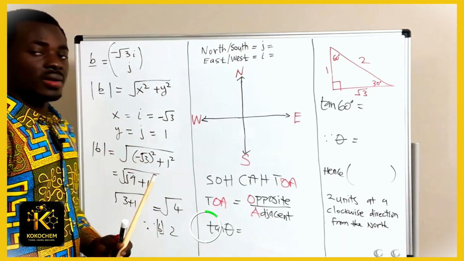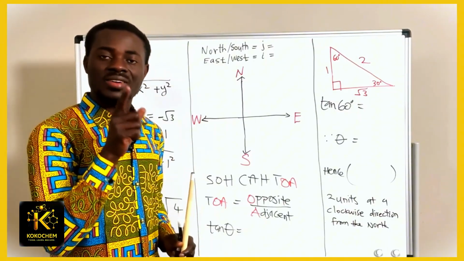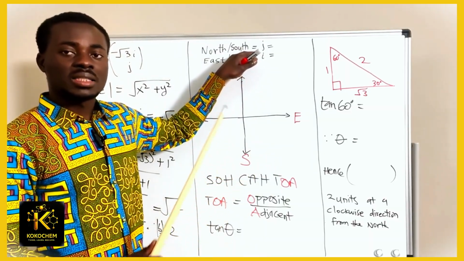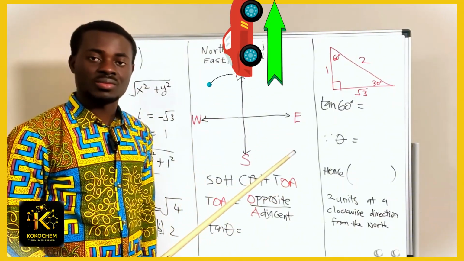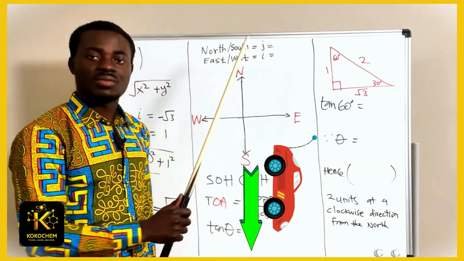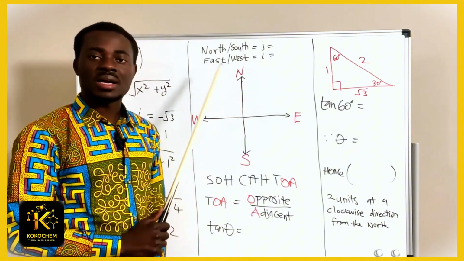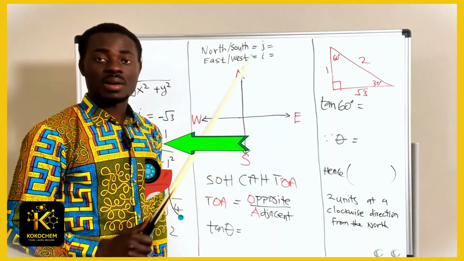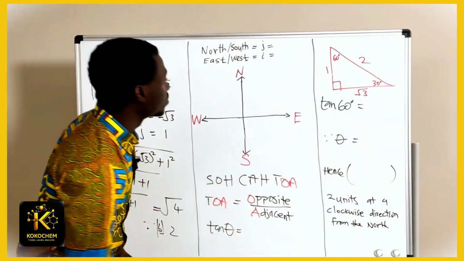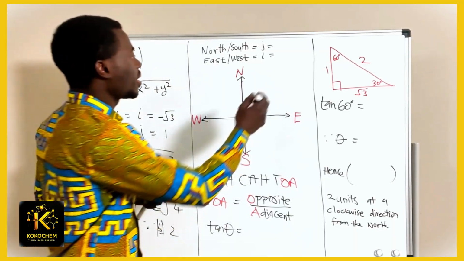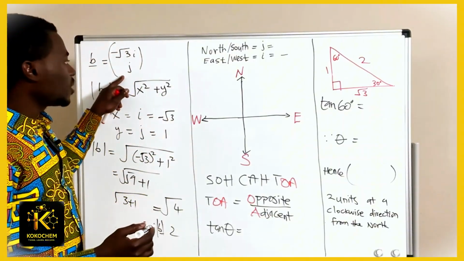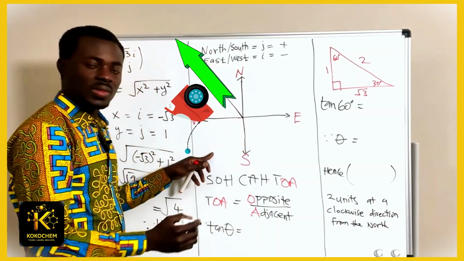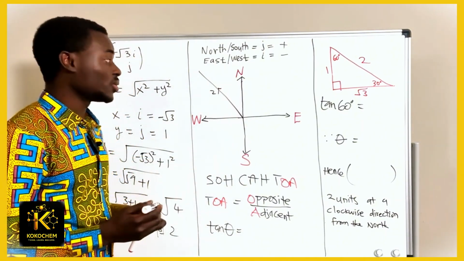The second component of the answer is the bearing, which is the direction of the vector. j tells us about south and north: if j is positive it is north, and if j is negative it is south. i tells us about east and west: if i is negative it is west, and if i is positive it is east. Here i is negative, so west, and j is positive, so north. So the vector is in the northwest direction. The length is 2, that is the magnitude.